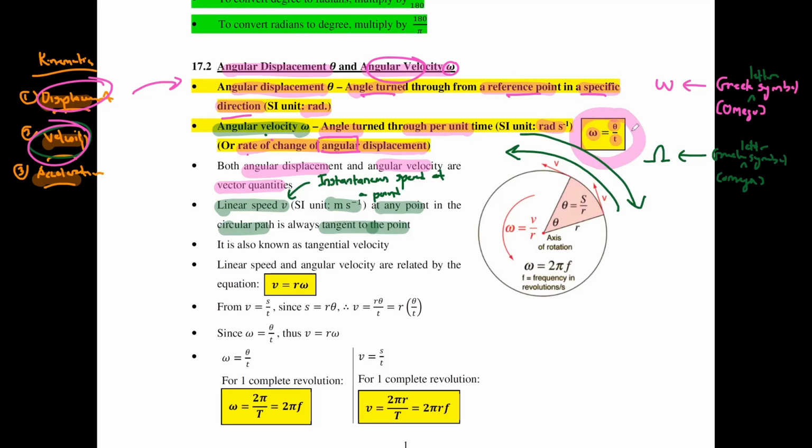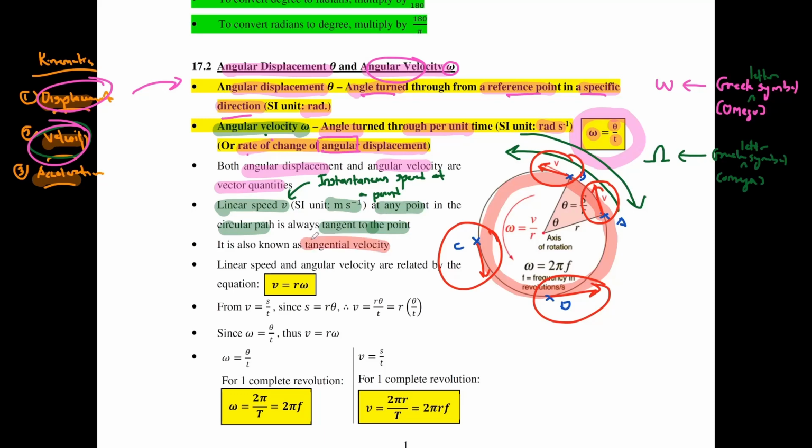It just means that if you have something that moves in a circle like this, and I'm considering certain points along its path, maybe say point A, point B, point C, or point D here, the instantaneous speed, or rather the linear speed, at any of these points will always be tangent to that point itself. So for A, it was this. For B, it was this. For C, it will be this. For D, it will be this. The speed will always be tangent to the point that you're considering. So because of this, you can also say that linear speed is tangential velocity.